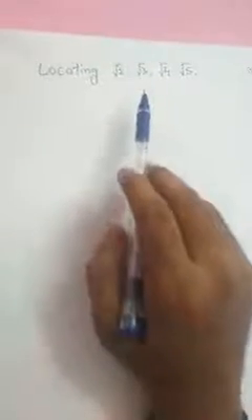Hello friends, good morning. Today we are going to learn a 9th class topic called locating root 2, root 3, root 4, root 5 and so on on a number line. We know the number line. What is a number line? A number line is a line where we represent numbers.